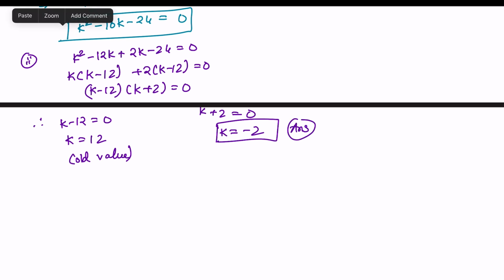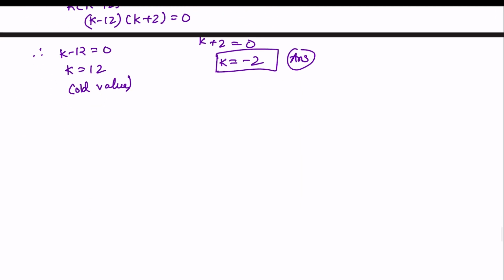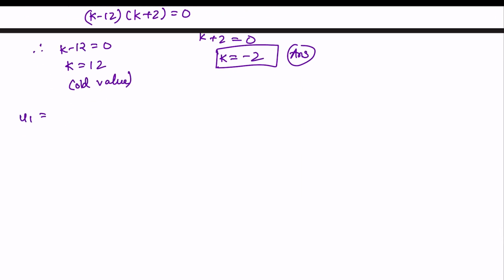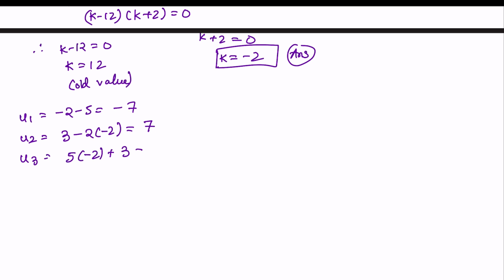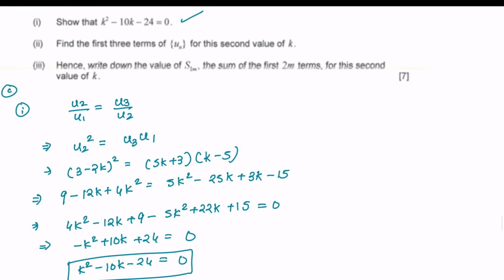Now, it's not the answer yet. We have to find the first three terms. So u1 would be k plus k minus 5, so minus 2 minus 5, which is minus 7. u2 would be 3 minus 2k, which gives you 7 again. u3 would be 5 times -2 plus 3, which gives you -7. This is u1, u2, and u3, and that's the answer to part 2.